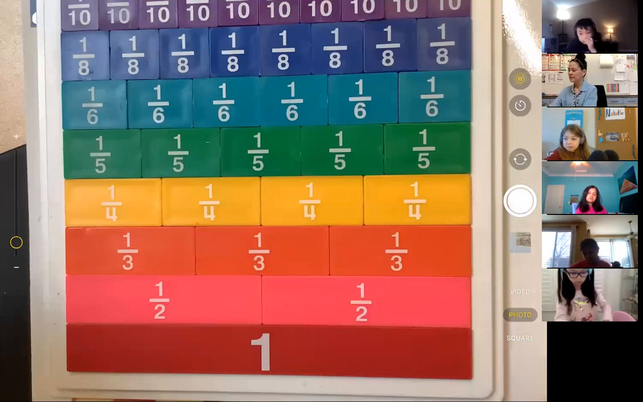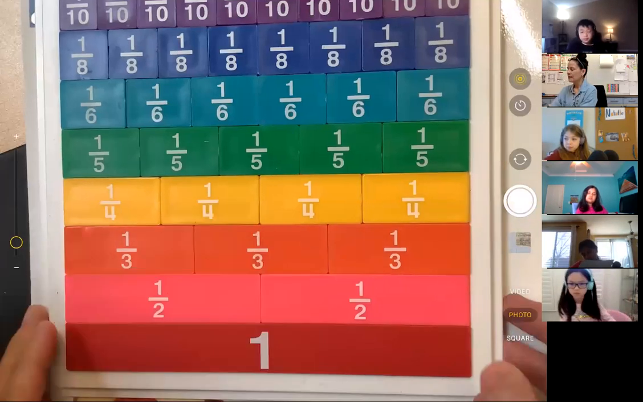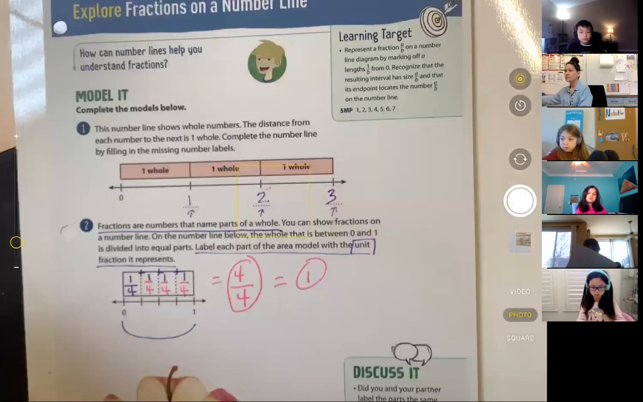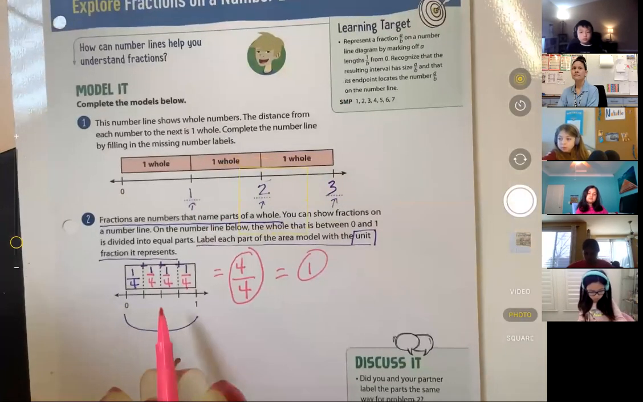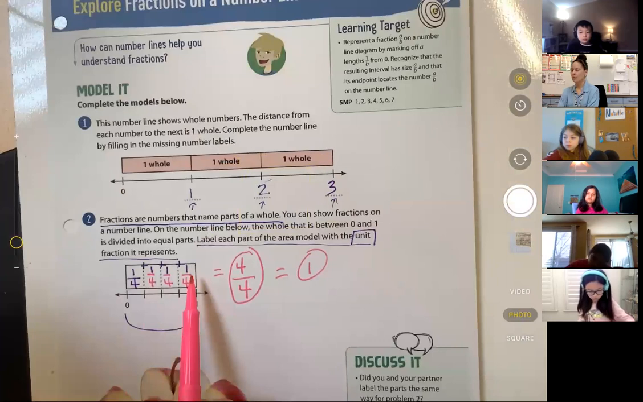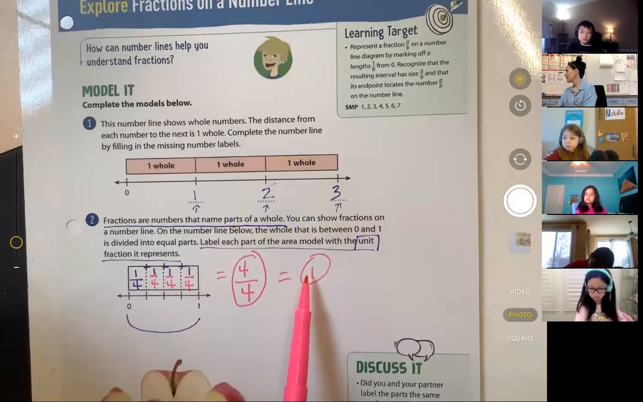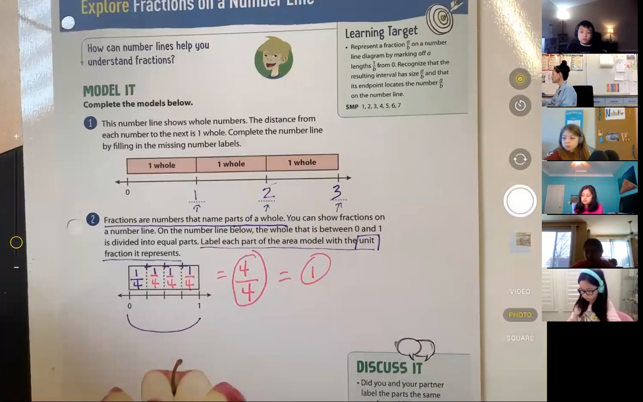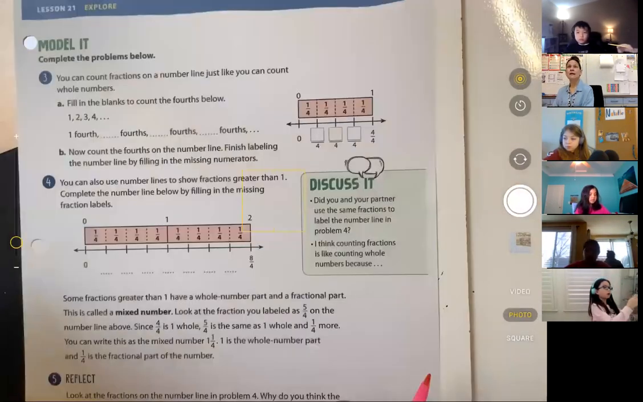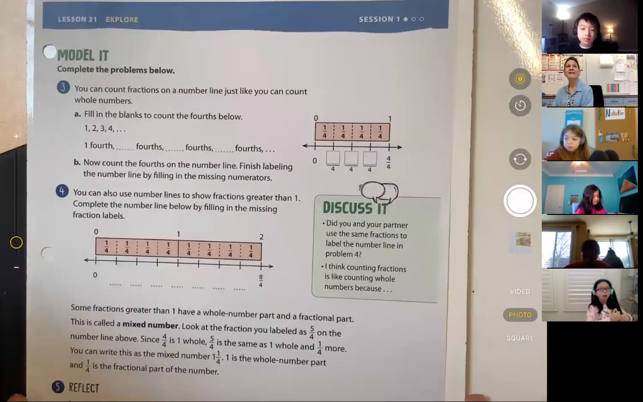All right. This is what is here. These fourths equal the whole. Okay. Now, let us proceed to page 472. Please take a look at the top, that green modeling.